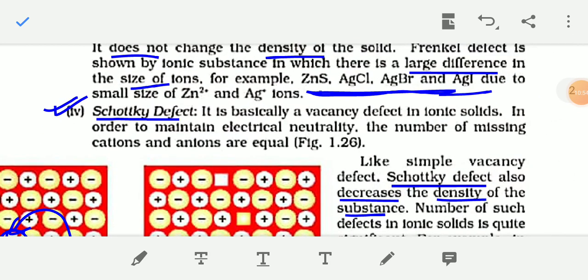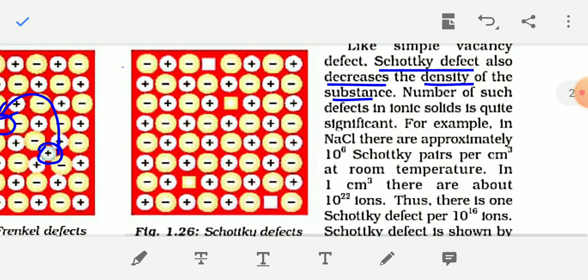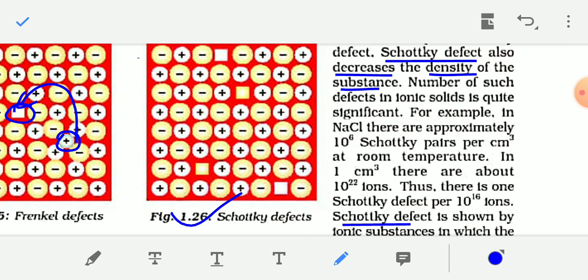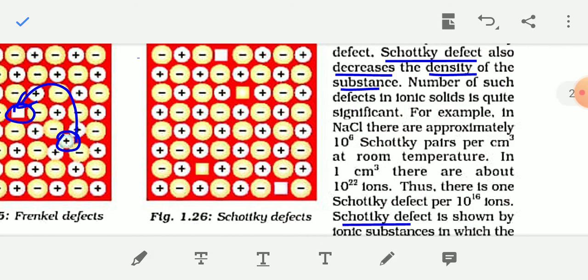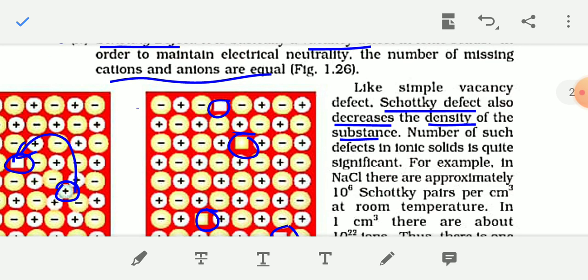Now Schottky defect. It is basically a vacancy defect in ionic solids. In order to maintain electrical neutrality, the number of missing cations and anions is equal. In Schottky defect, equal numbers of cations and anions are missing from the crystal lattice. You can see one cation is missing from this side and one anion is missing from this side. This is a vacancy defect because equal numbers of cations and anions are missing from the crystal lattice.